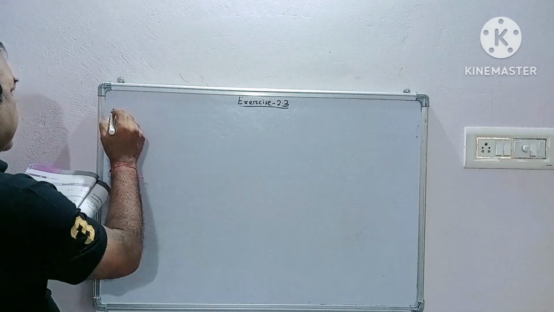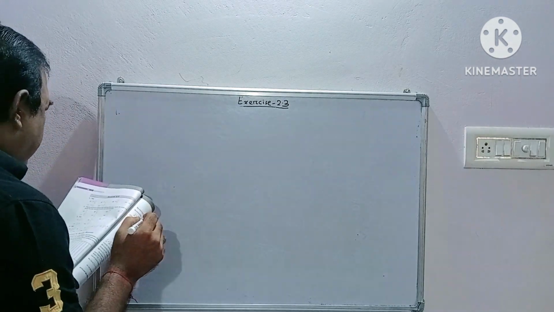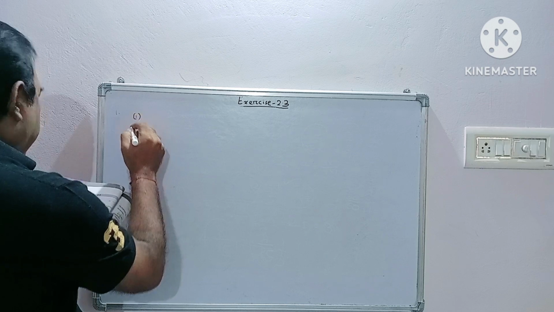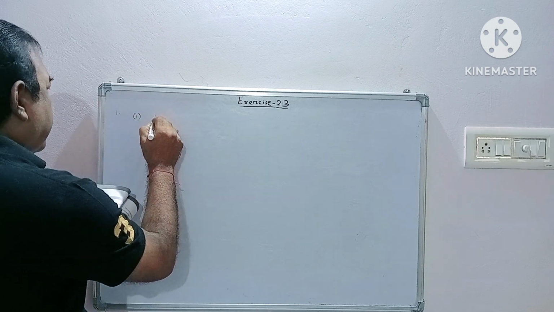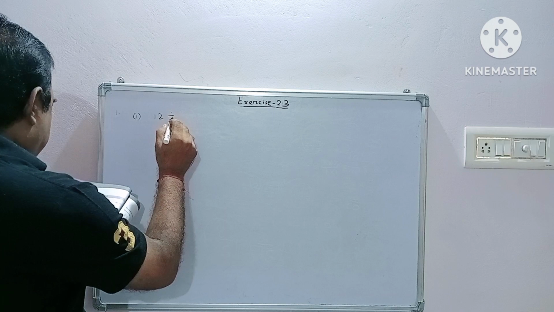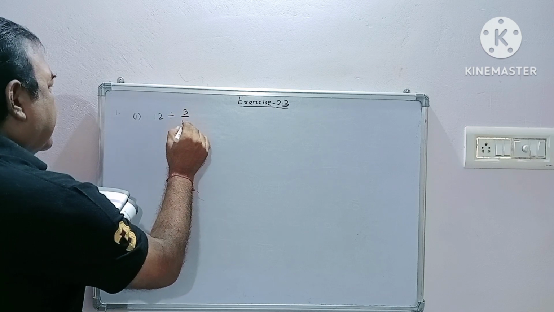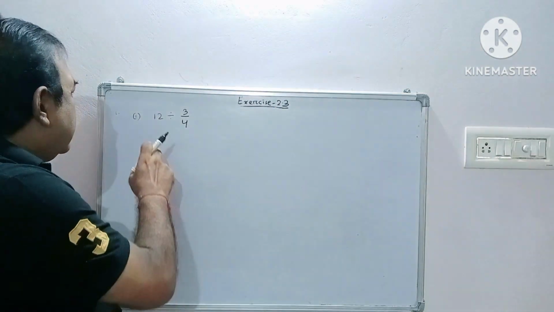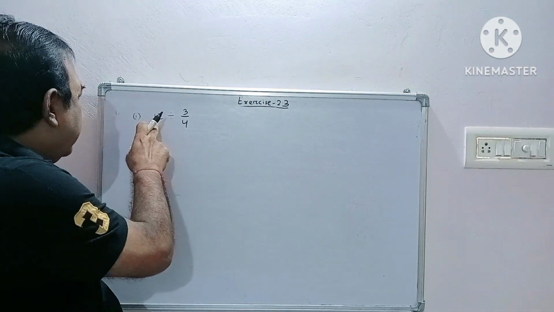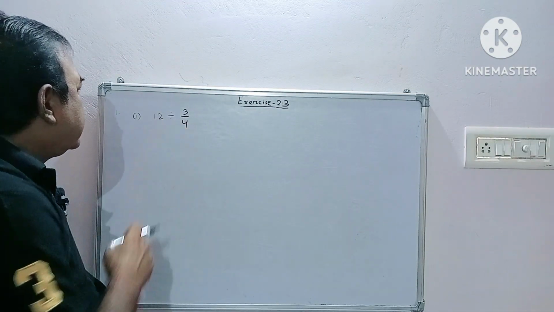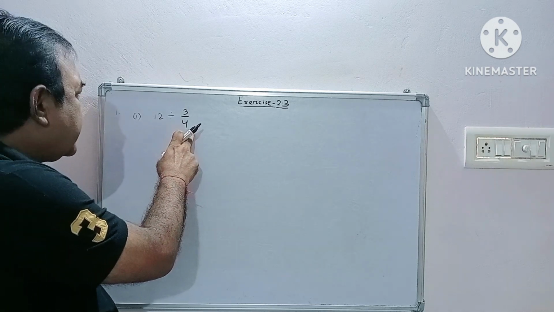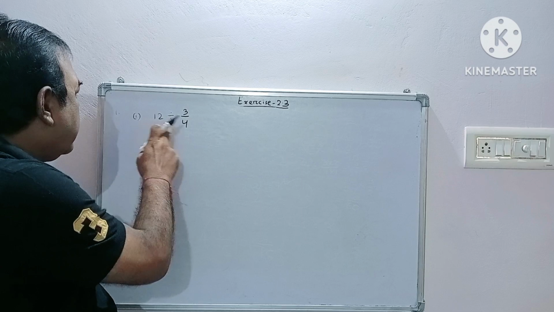So the first question has been given: find 12 divided by 3 upon 4. You see, we have already discussed this. The dividend is 12 and the divisor is 3 upon 4. So it is a whole number and it is a fraction. We have to divide a whole number by the fraction.